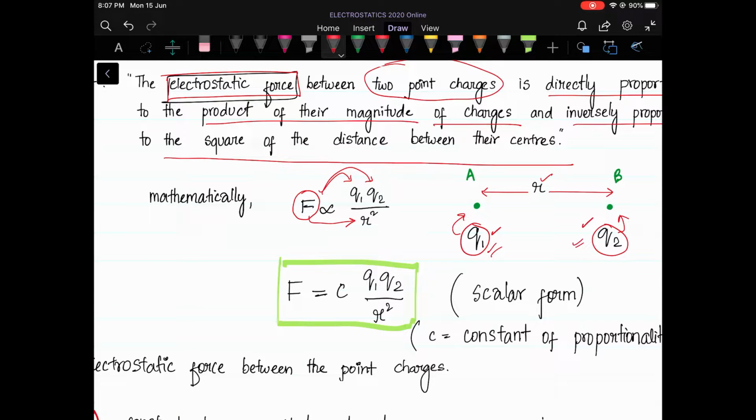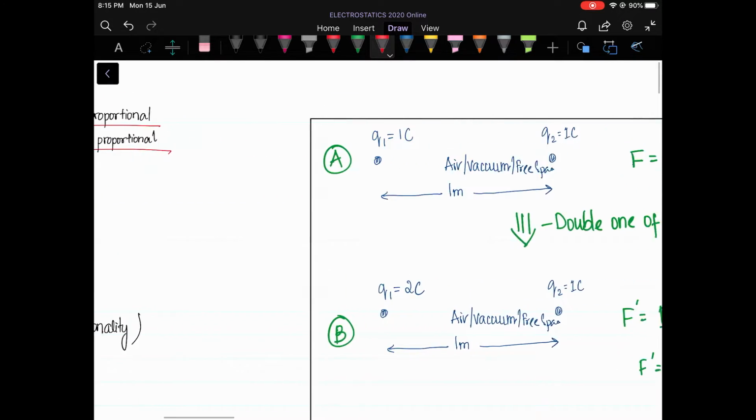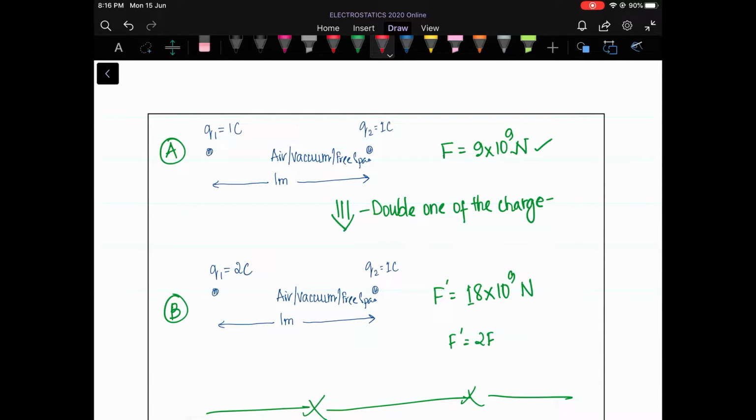The force we are talking about depends inversely on the distance. That's quite simple to understand because if the bodies are far apart from each other, the attractive or the repulsive force also will be less. So what does this actually mean? It means that if we have two point charges Q1 and Q2 separated by a distance of 1 meter in a medium of air or vacuum or free space, then the force between them is found experimentally to be 9 into 10 to the power 9.